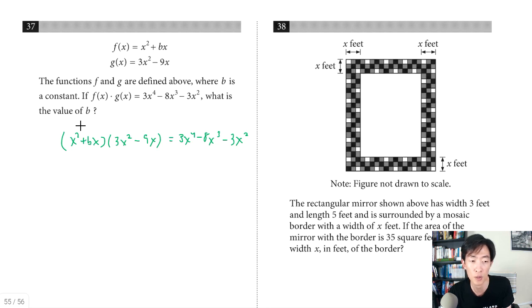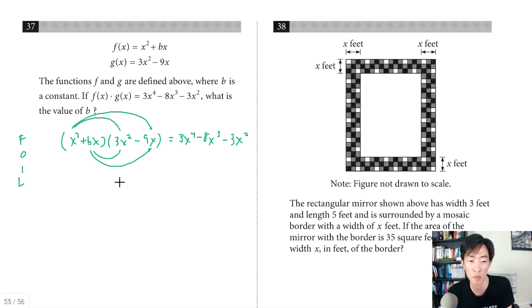You guys know that when you FOIL, that means first, outer, inner, last terms. The first term times the first term, x squared times 3x squared, is going to give you your x to the fourth term. The outer terms, x squared times negative 9x, is going to contribute to the cubed terms, as are the inner terms, bx times 3x squared. It's also going to give you an x cubed term. I want to focus on just the squared terms. This is the last two, bx times negative 9x, because that's the simplest.